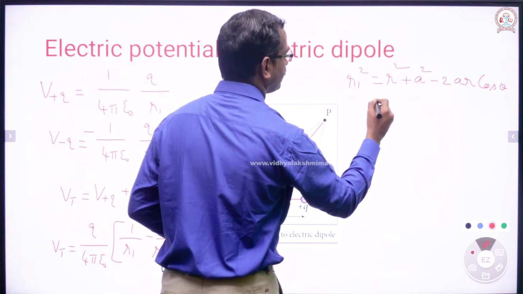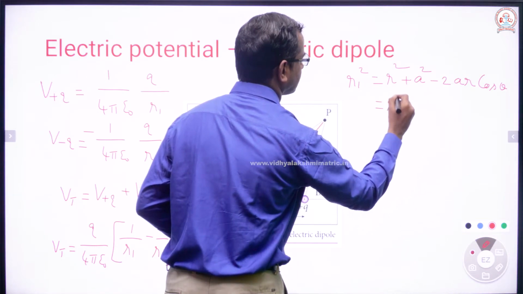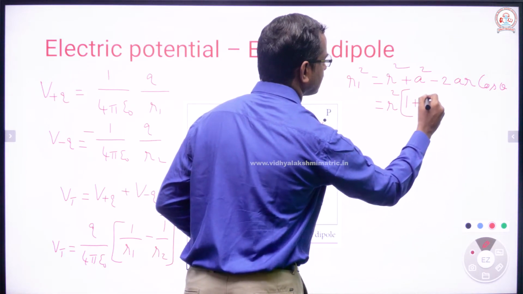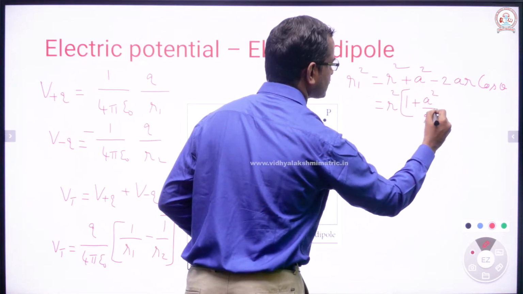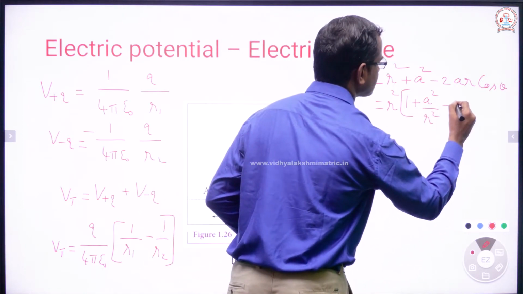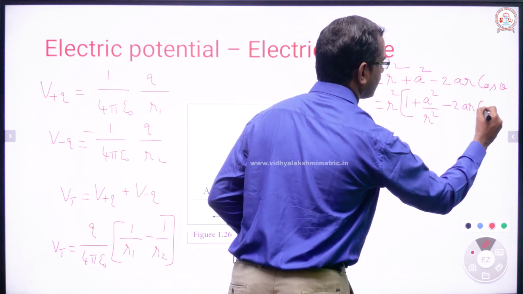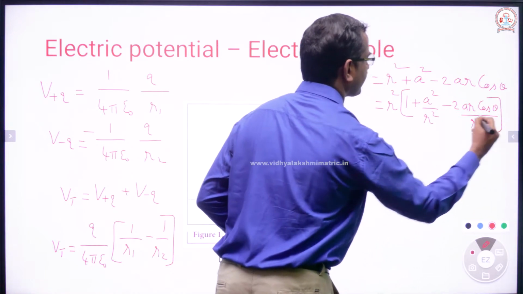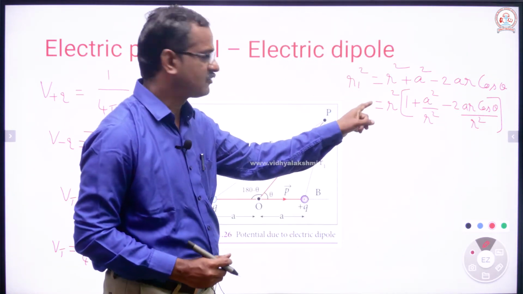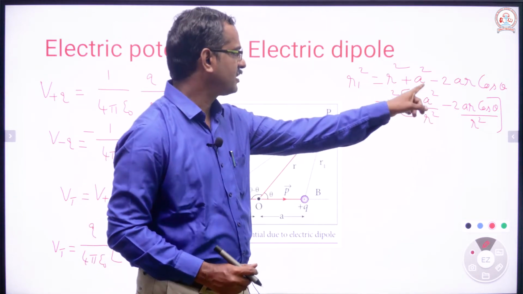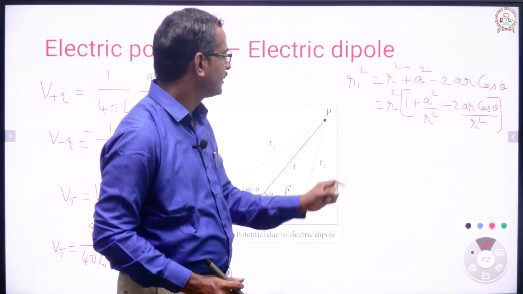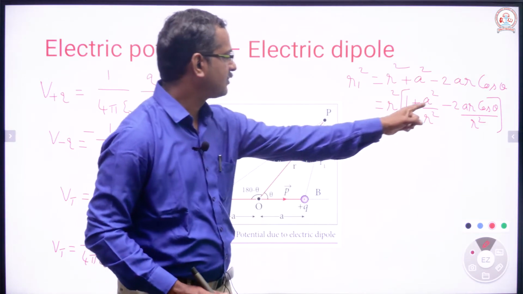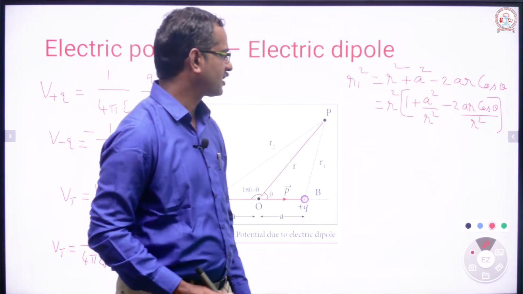And here, if you take r square as common on the right side, this becomes 1 plus a square by r square minus 2ar cos theta divided by r square. The actual equation is r1 square is equal to r square plus a square minus 2ar cos theta. Here we are taking r square common, then we get 1 plus a square by r square minus 2ar cos theta by r square.